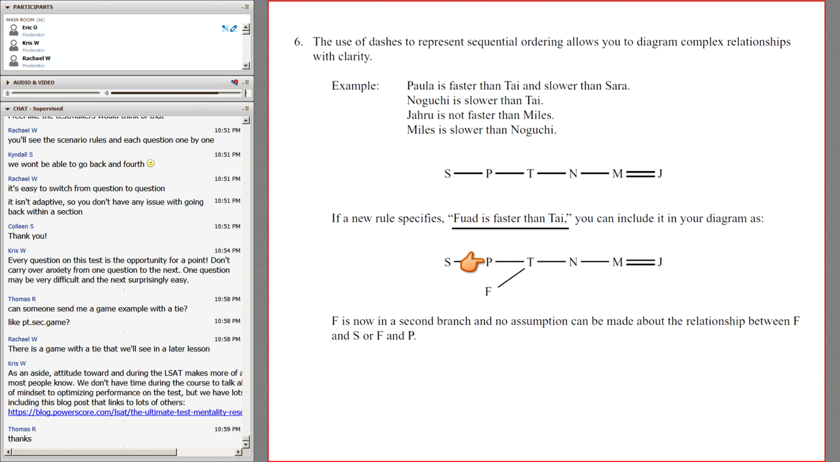But you've got to be careful in how you draw this, because even though Fuad is faster than Ty, where is he in relation to Paula or Sarah? He could be before both of them. He could be in between them. He could be after them. We really don't know. And we want to make sure, again, that we draw that rule in a way that we don't make inferences that don't exist.